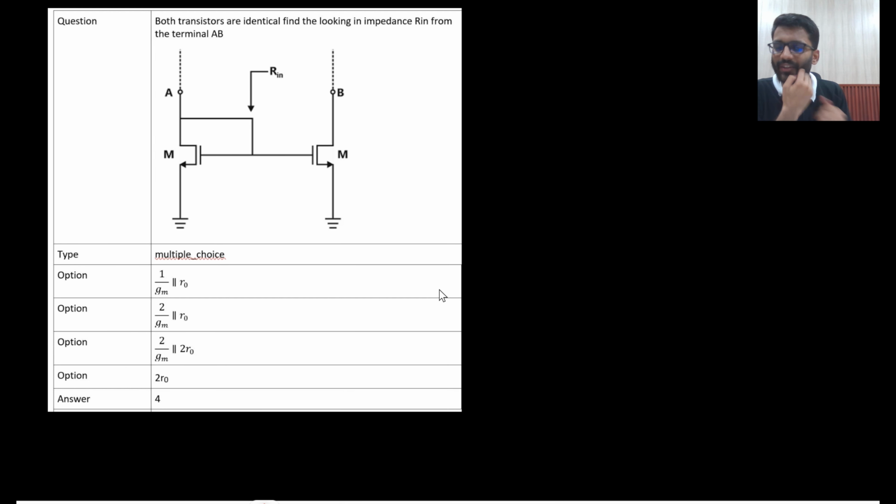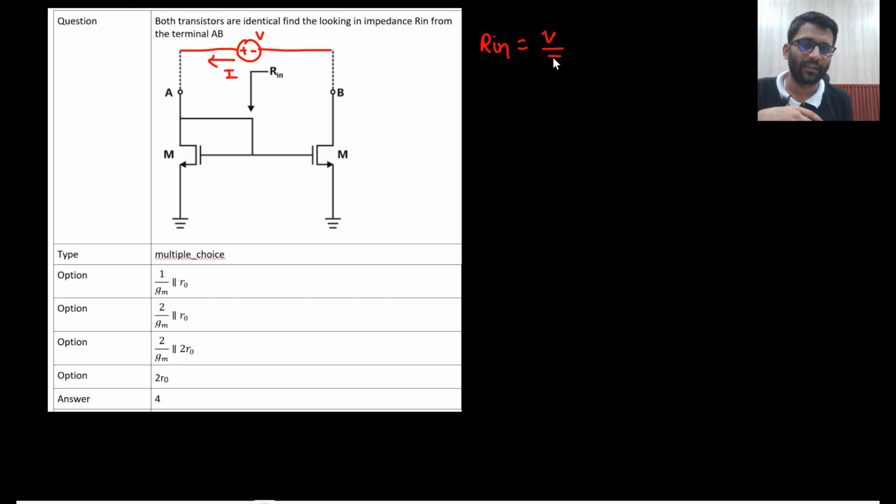Okay. Let's see this one. You need to find the R in from this particular port, from the port AB. So this is also a very good problem. From a port I need to find R in. So what I will do is connect a battery V here and get current I out of it. This is what we do when we need to find the resistance. So my R in will be equal to V by I, right?